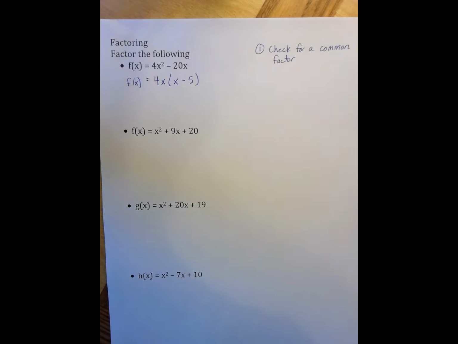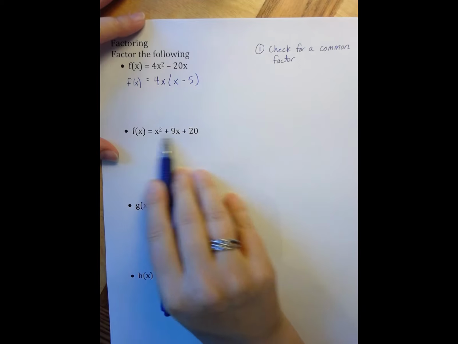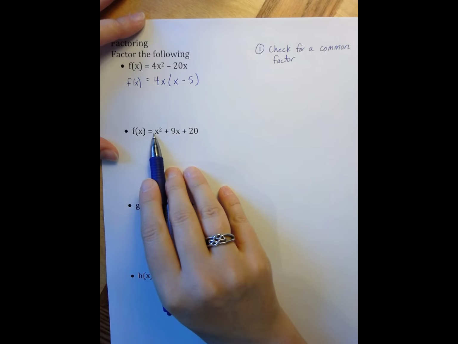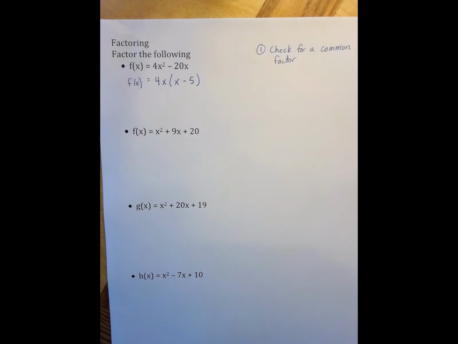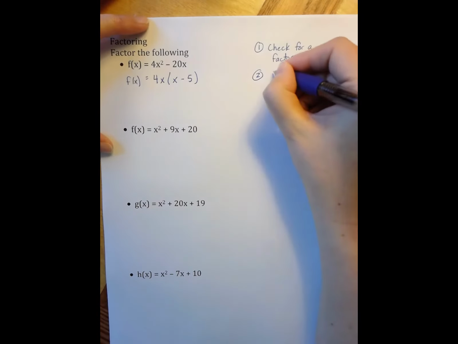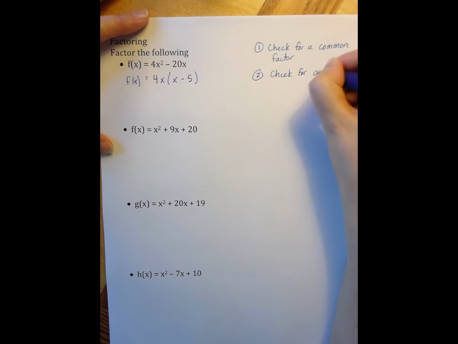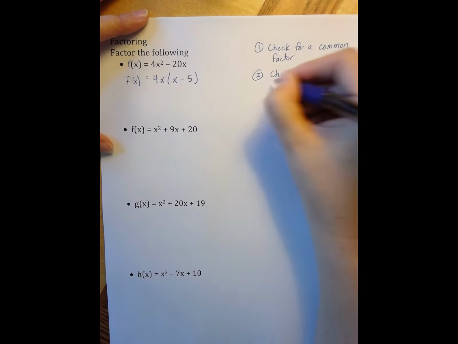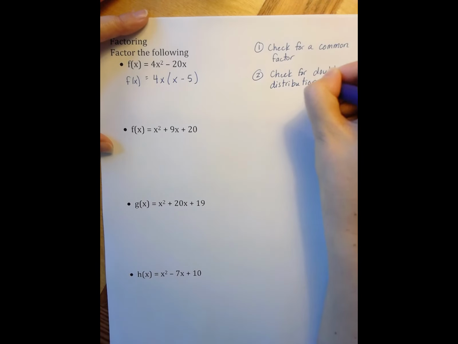Example 2. Again, the first thing I need to do is check to see if there's a common factor. And in this case, there isn't. Not all the terms have x, and the x squared term has a coefficient of 1, which dividing by 1 is trivial, so I'm not going to take care of that. So now I need to check for the double distribution pattern.